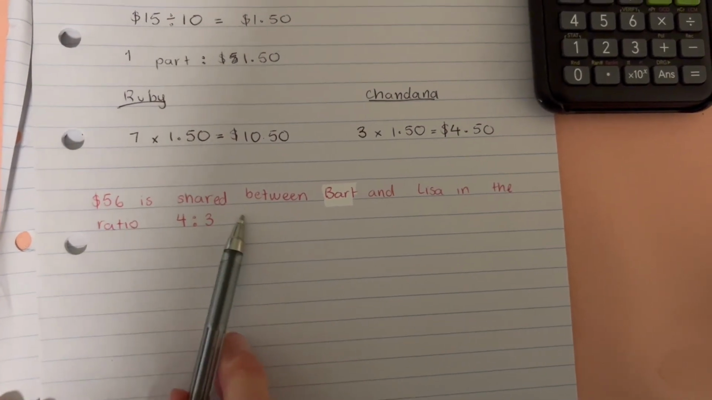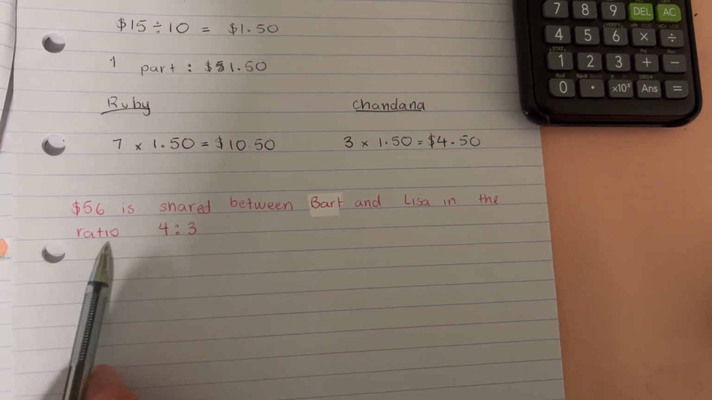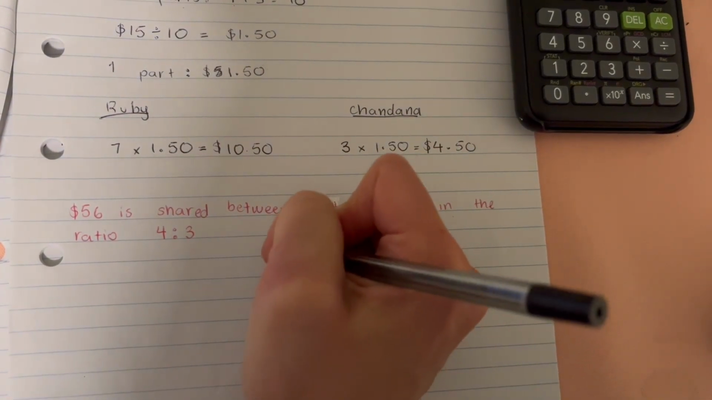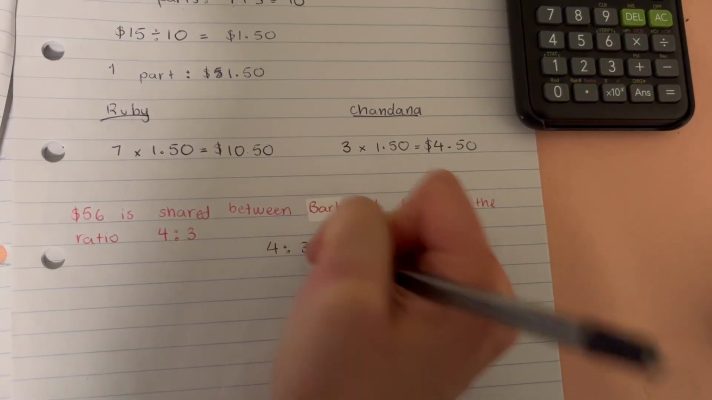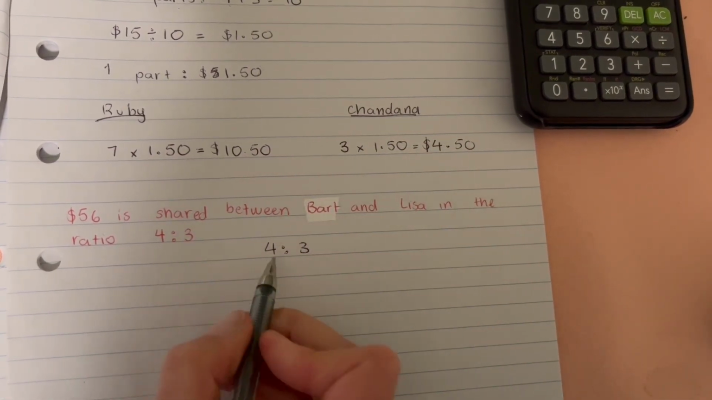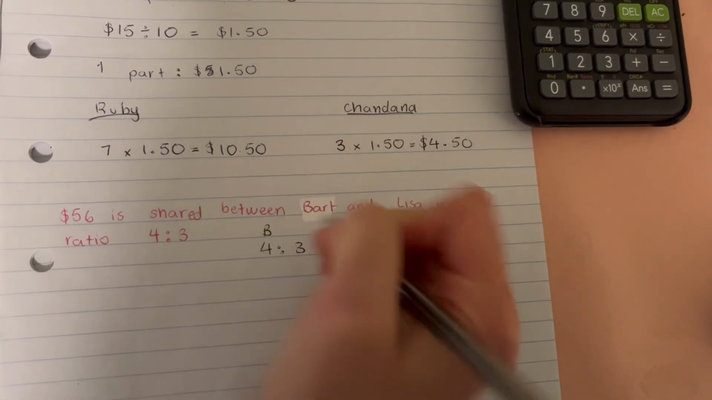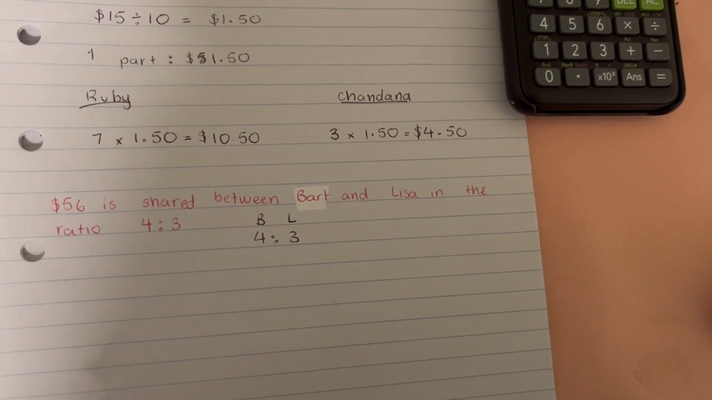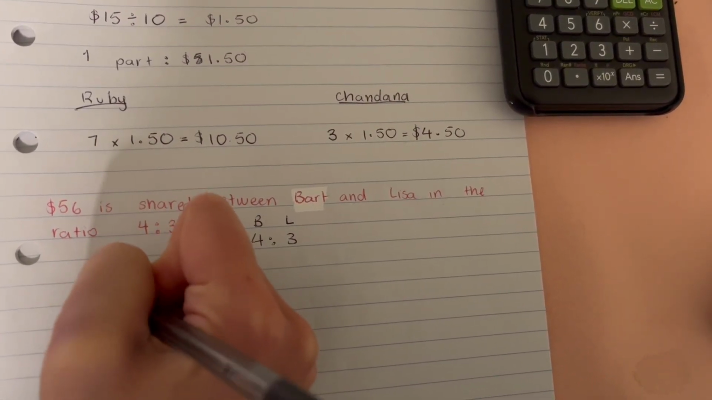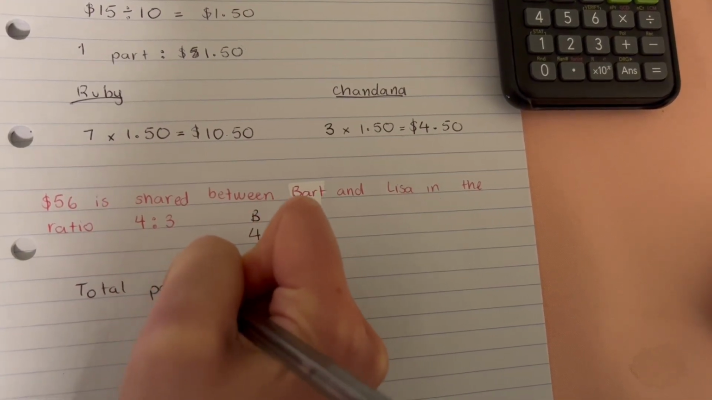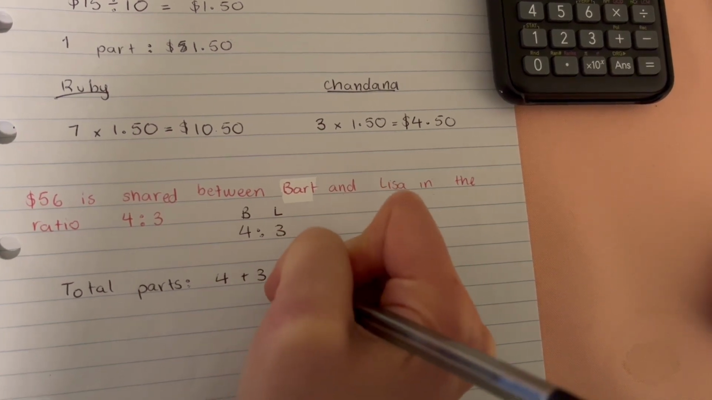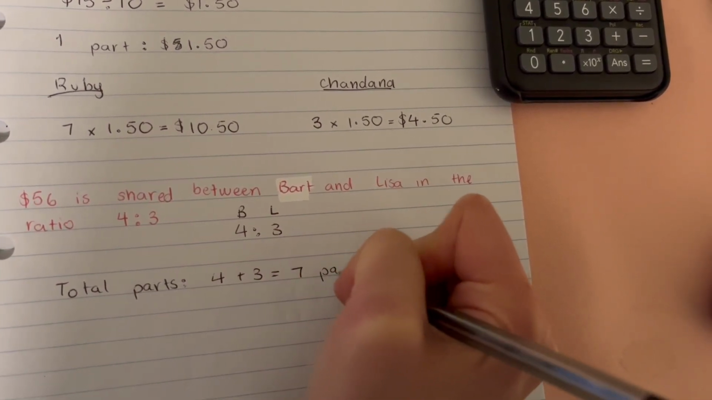Let's have a look at another example. $56 is shared between Bart and Lisa in the ratio 4:3. Okay, I'm going to rewrite out my ratio and identify who gets what. This time Bart was lucky, he gets 4 parts, whereas Lisa only gets 3 parts. Let's figure out the total number of parts. Total parts. That's the 4 parts Bart gets plus the 3 parts Lisa gets. There is 7 parts in total.